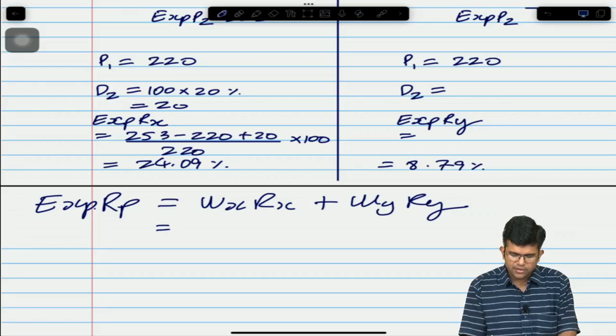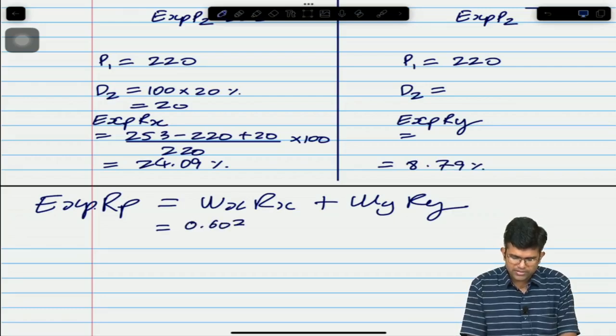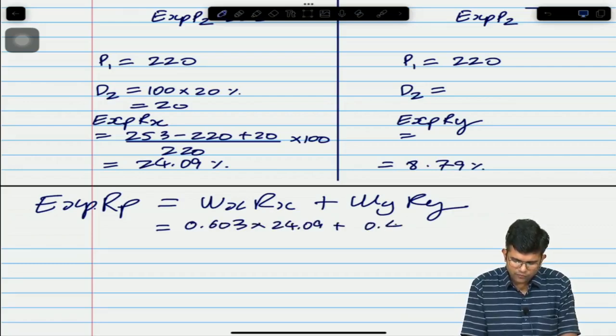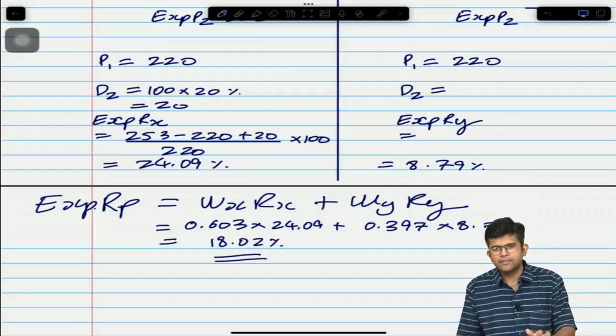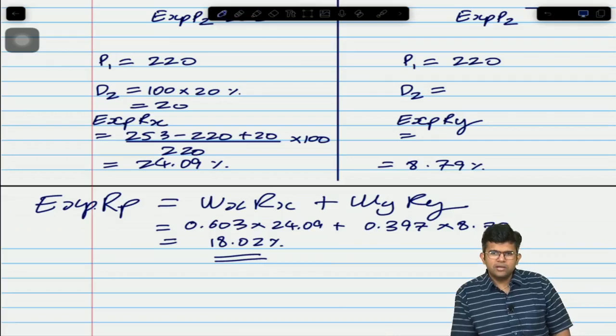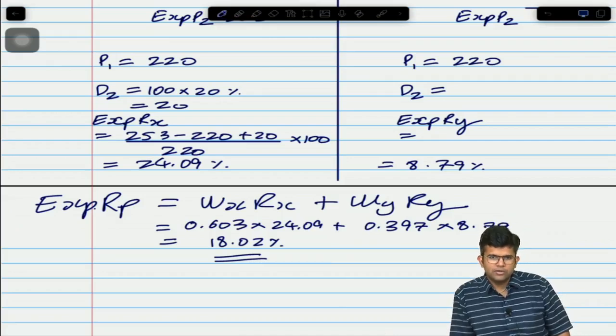That's it. Then you put the number 0.603 into 24.09 plus 0.397 into 8.79. Final answer 18.02%. You're enjoying doing it on your own, na? Hello? 18.02%. Big questions, huh? These are all. 18.02%.